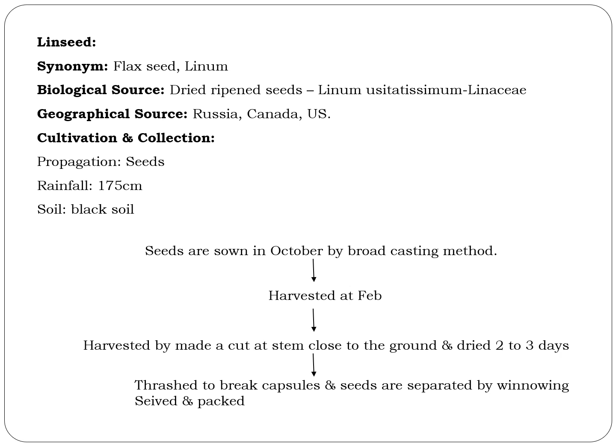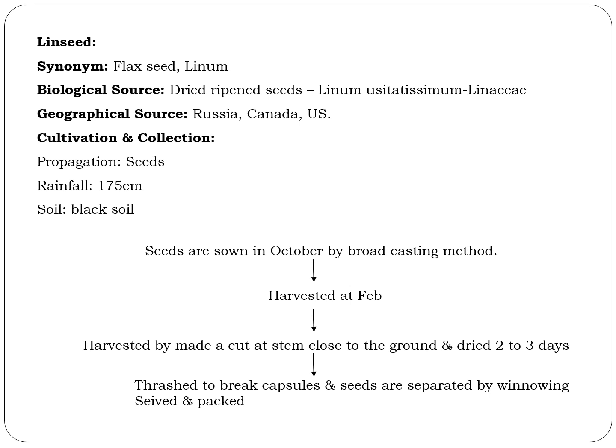The biosource is dried ripened seeds of Linum usitatissimum belonging to the family Linaceae. It widely occurs in Russia, Canada and United States regions. It is propagated by seed propagation. The propagation is efficient at a rainfall of 175 centimeters per annum and the soil type is black soil.